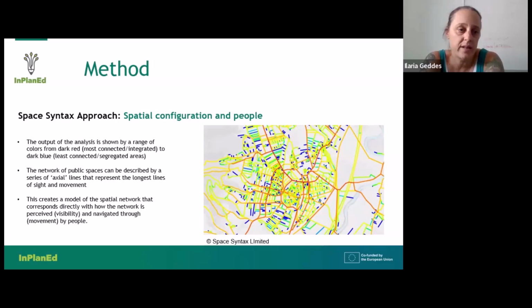are represented within a single model. And this model corresponds to how the street network or the layout of a building is perceived by the user, and also how it is used by the user in terms of movement or in terms of static activity. So this is a very well-established spatial methodology to understand design, urban environments, and building layouts.